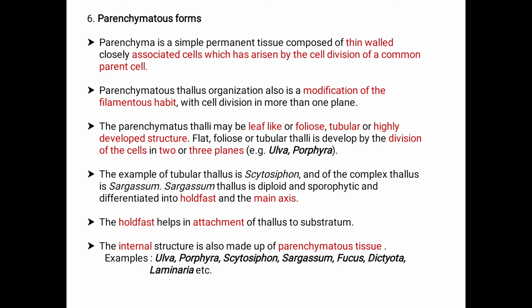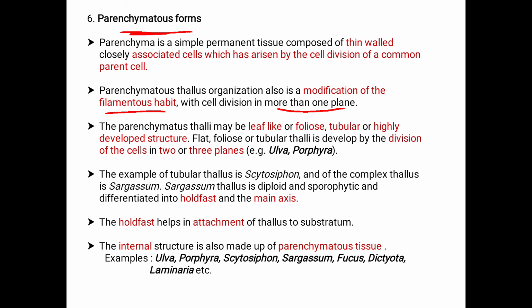Parenchymatous thallus organization is also a modification of the filamentous habit, with cell division in more than one plane. The cell division is in more than one plane, because we know these parenchymatous cells are very active. That is the meristematic tissue. These are meristematic tissue which have the capacity to divide and redivide quicker compared to the other forms of tissue.